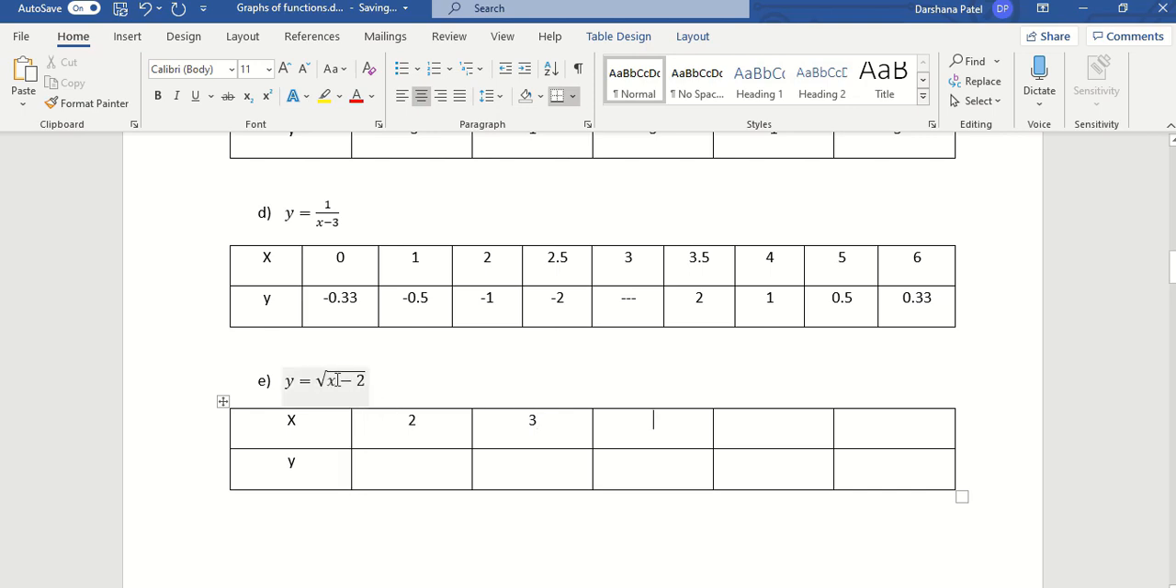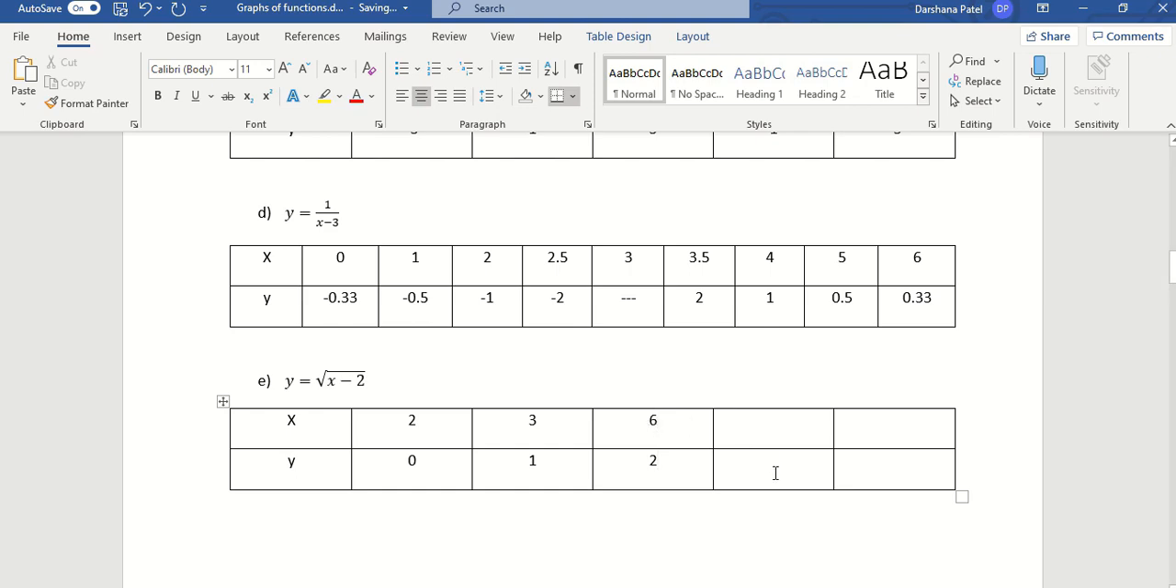But let's start with 2. If I put 2 there, square root of 2 minus 2 is square root of 0, which will give me 0. If I put 3 there, square root of 3 minus 2 will give me 1. If I put 4 there, which is fine, but I'll get a decimal. To avoid that, for paper, I have to think backwards. What will be the x value when I have y equals 2? In order for us to get 2 for y, I need to get square root of 4. To get square root of 4, x value has to be 6.